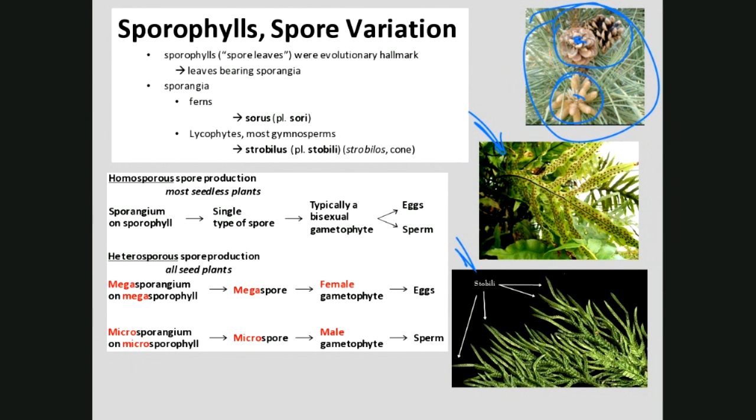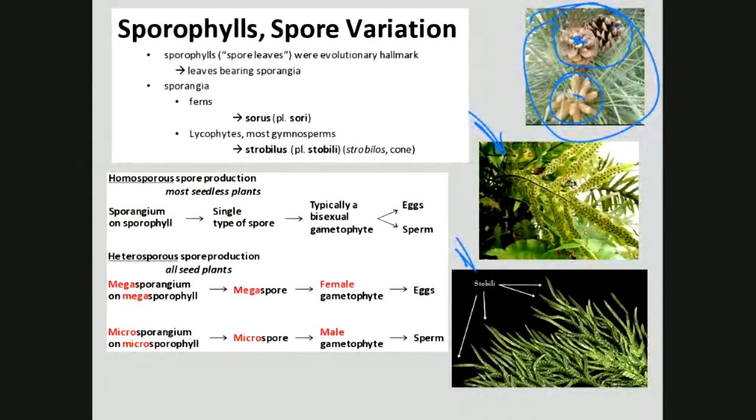They're homosporous. And those homosporous spores, when they germinate, whoo, that was a mouthful. When they germinate, they form a bisexual gametophyte. In other words, one structure that has both the male and the female parts on it. And I'll show you that when I get to it, okay? And a bisexual gametophyte, that one structure both produces eggs and sperm.